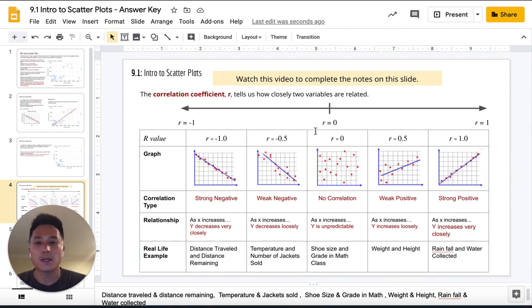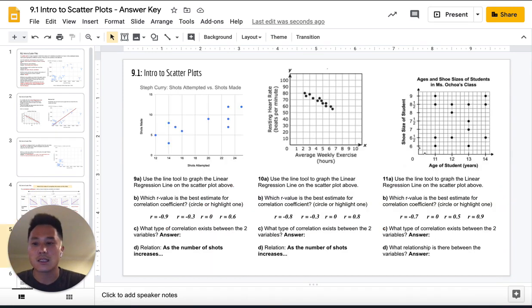Okay, so this is your spectrum of R values and the types of correlations. You can reference this slide as you complete slide 5.